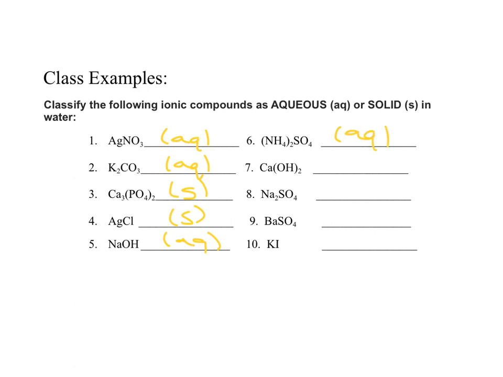Calcium hydroxide, aqueous. Sodium soluble. Barium soluble. And last, KI, we would write aqueous. So you can see you don't have to worry about memorizing these rules. These will be given to you because you have access to your periodic table in your test. It's just a matter of breaking it down.